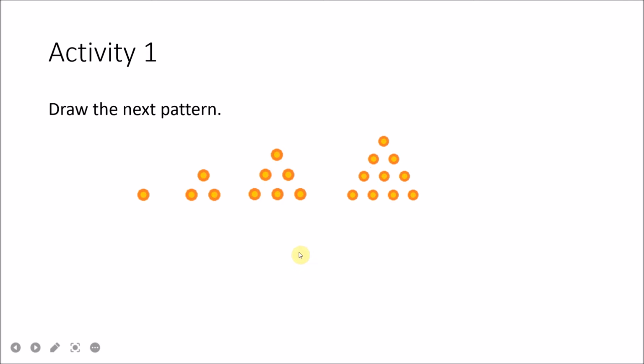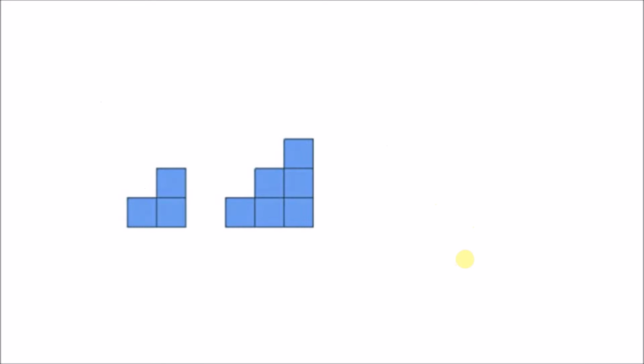If you understand the pattern, you can see that we are constantly adding more circles to the base of this triangle-shaped design. If we want to draw the next one, we will add 5 more circles beneath it. How about the next one here? First we have these 3 squares, and then the second drawing is this. What do you think is the next drawing?